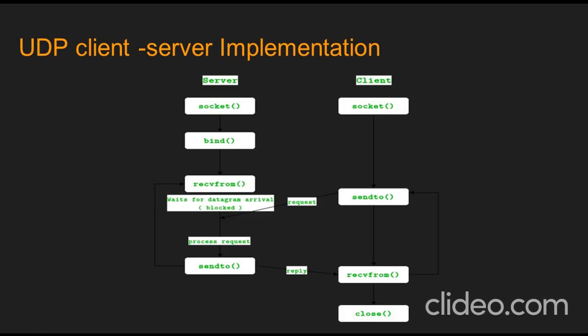In the UDP client-server implementation, the client does not form a connection with the server like in TCP, and instead it just sends a datagram. Similarly, the server need not accept a connection and just waits for the datagram to arrive. Upon arrival, the datagram contains the address of the sender, which the server uses to send the data to the correct client. In this way, the client-server communication will be implemented.